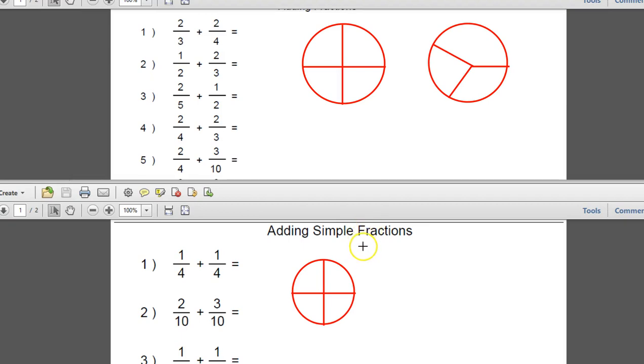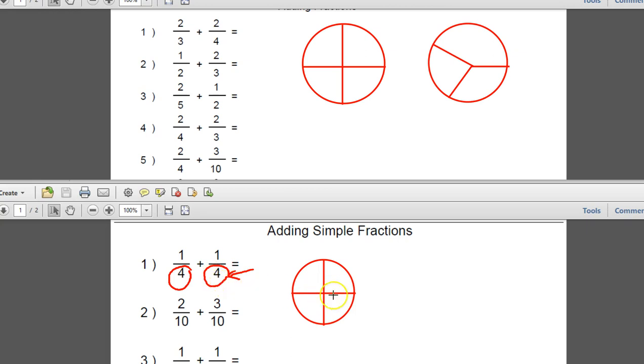So in this lesson, I'm going to show you how to teach children fractions. To start with, we'll start with the simple fractions, where the denominator on both sides that you're adding are the same. So first of all, you need to explain this 4 here, basically just as information.